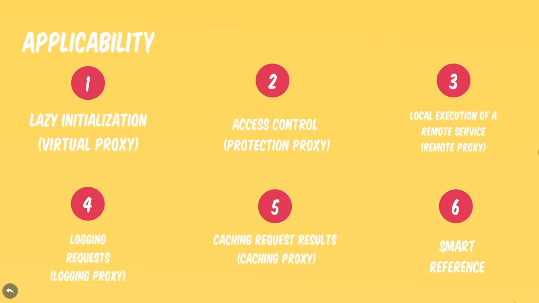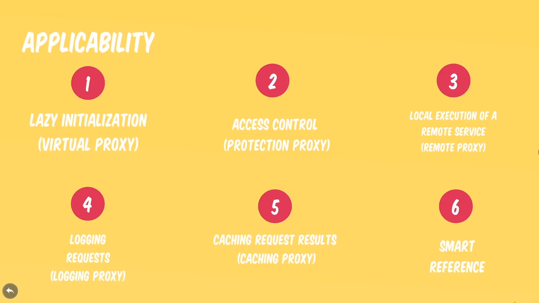Caching request results. Caching proxy. This is when you need to cache results of a client request and manage the lifecycle of this cache, especially if the results are quite large. The proxy can implement caching for recurring requests that always yield the same results. The proxy may use the parameters of requests as the cache keys.